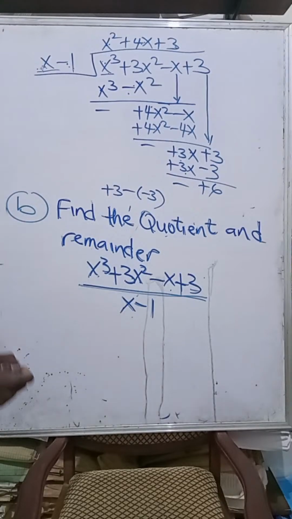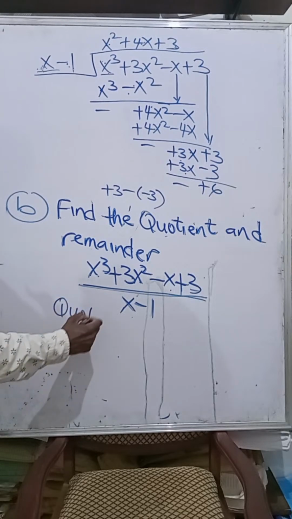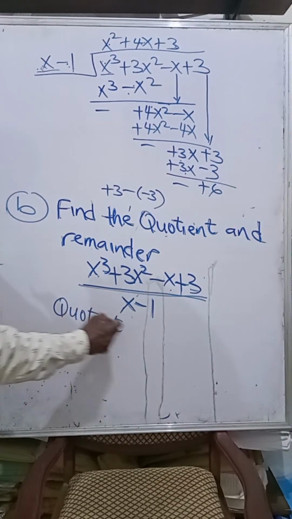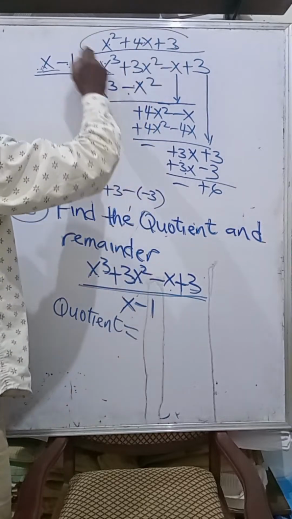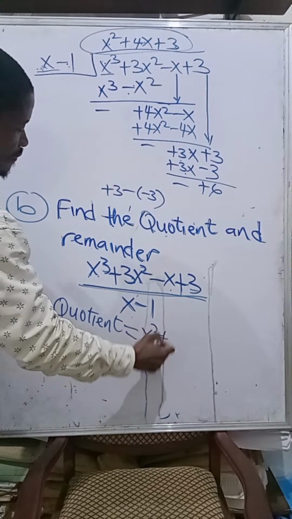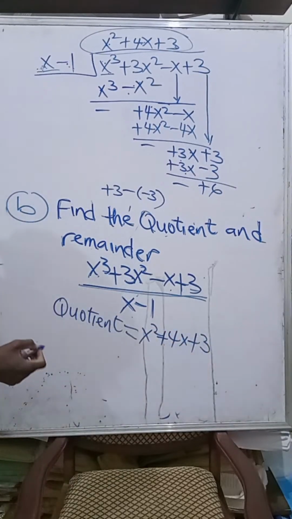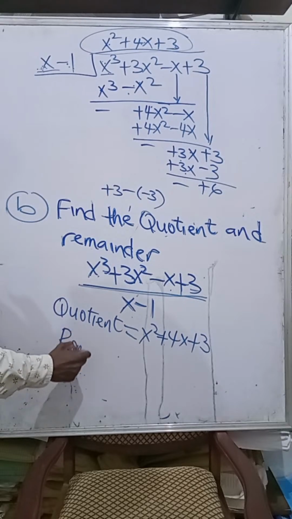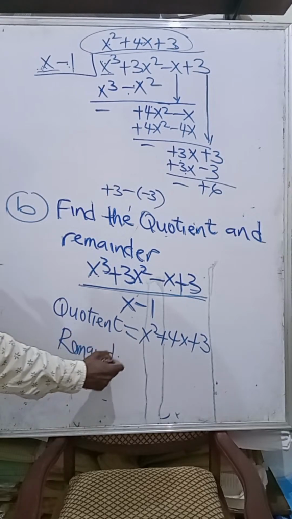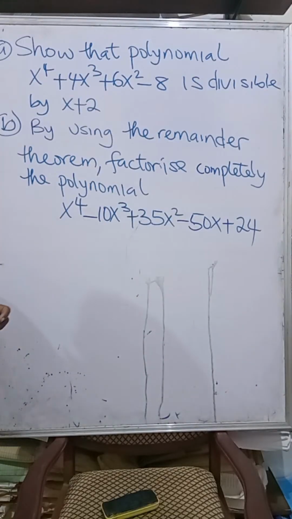Okay. So we can make the conclusion that the quotient is the one here. That's x squared plus 4x plus 3. The remainder in this case is what? What is left here.